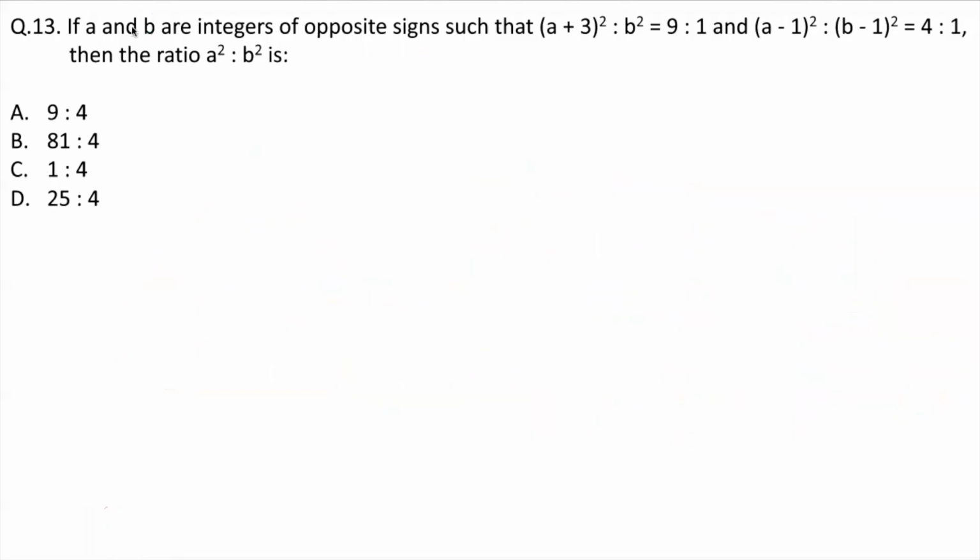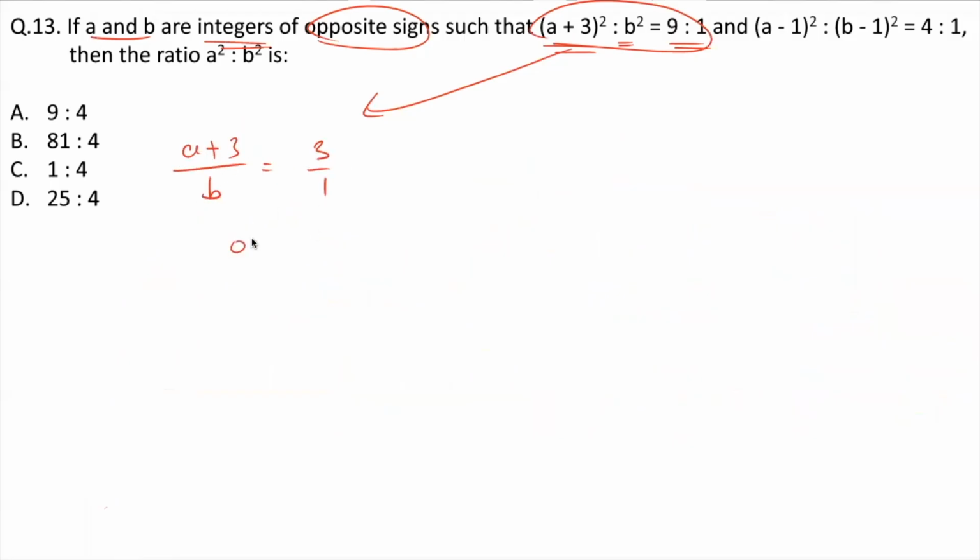Okay, guys, so we have a and b as integers of opposite signs such that (a + 3)² : b² is 9 : 1. Now, from this equation, if we take square roots on both sides, we will get either (a + 3)/b = 3/1 or (a + 3)/b = -3/1, right?